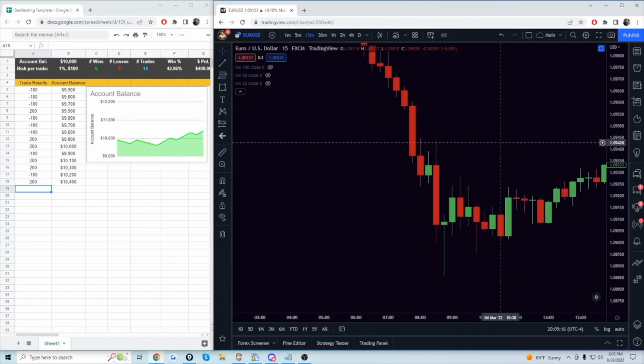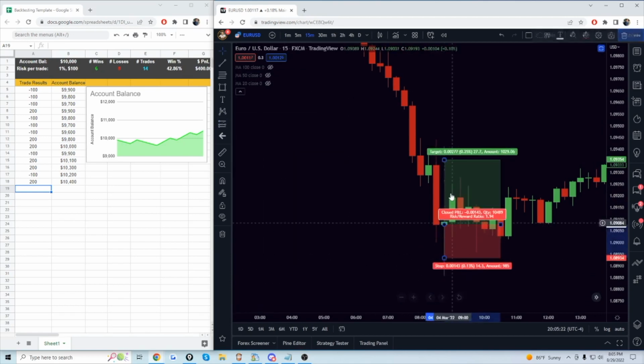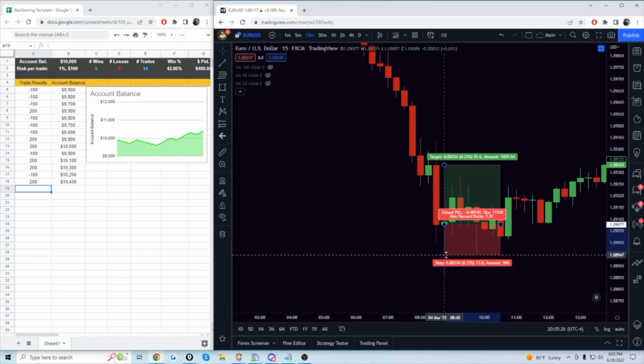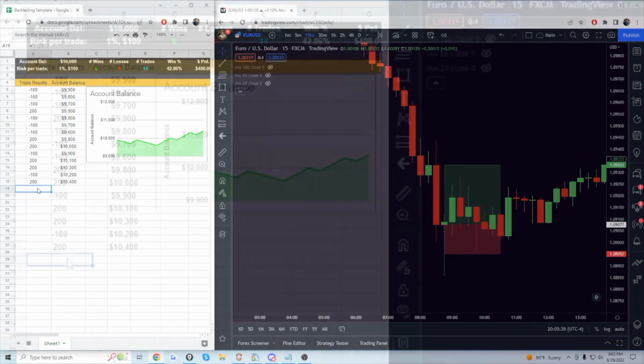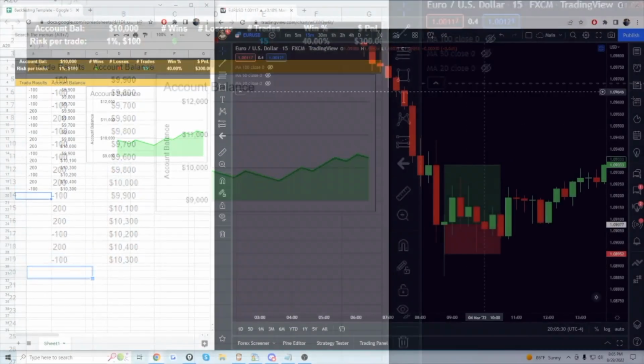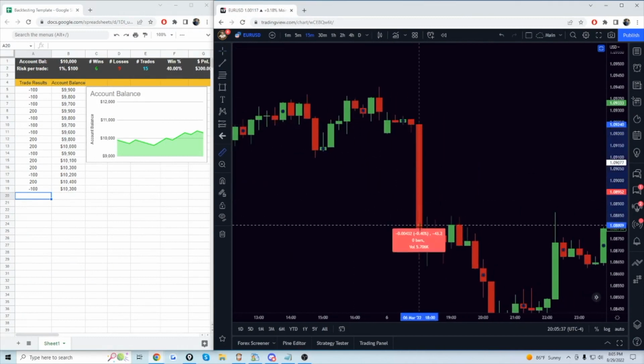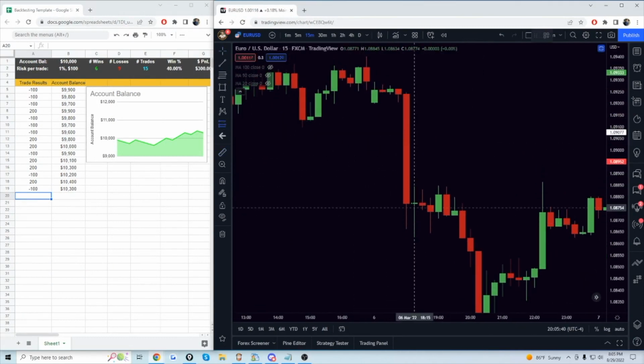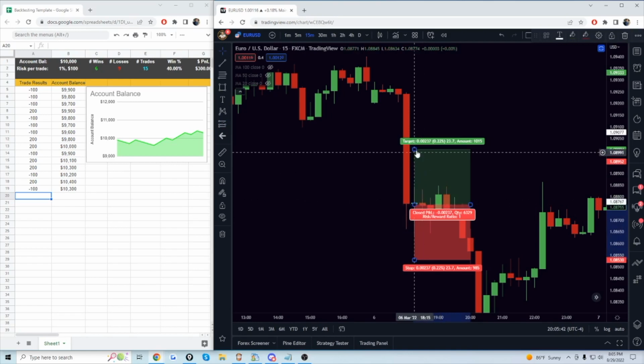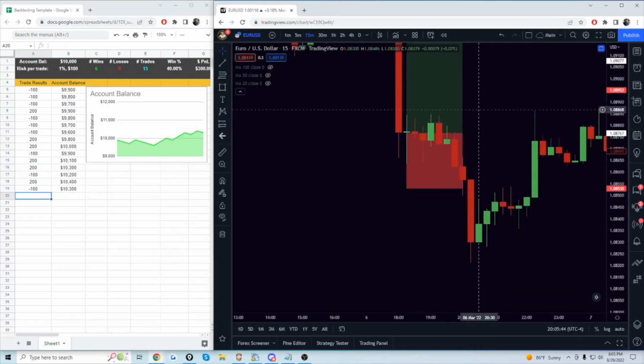Here's one, and this one looks like it would in fact be a losing trade. So we're buying after this candle. So that one would be a loss. Continue on. And this news candle, we'd be long, and we would lose very quickly. So this one, 2-to-1.